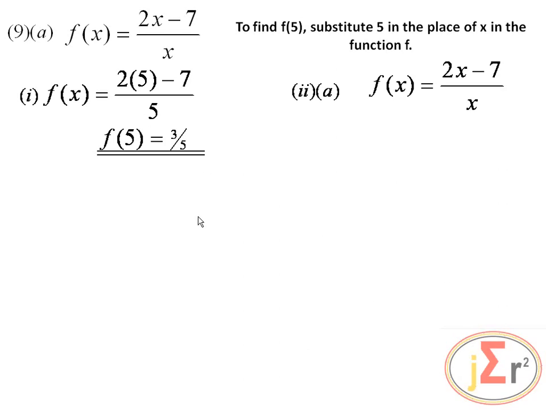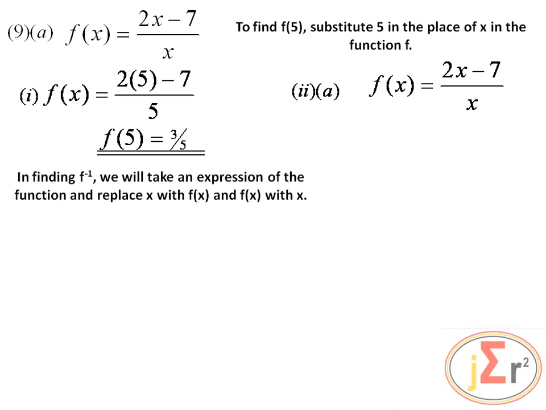There we have our f of x, and we need to find the inverse. One suggested method is, in finding f inverse, we will take an expression of the function and replace x with f of x and f of x with x. So where we see x, we put f of x. Where we see f of x, we put x. So we have x is equal to (2 times f of x minus 7) over f of x.